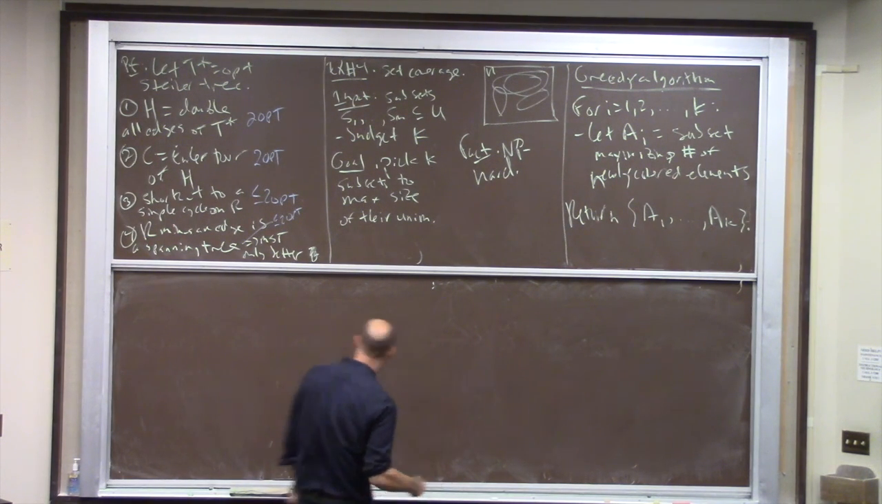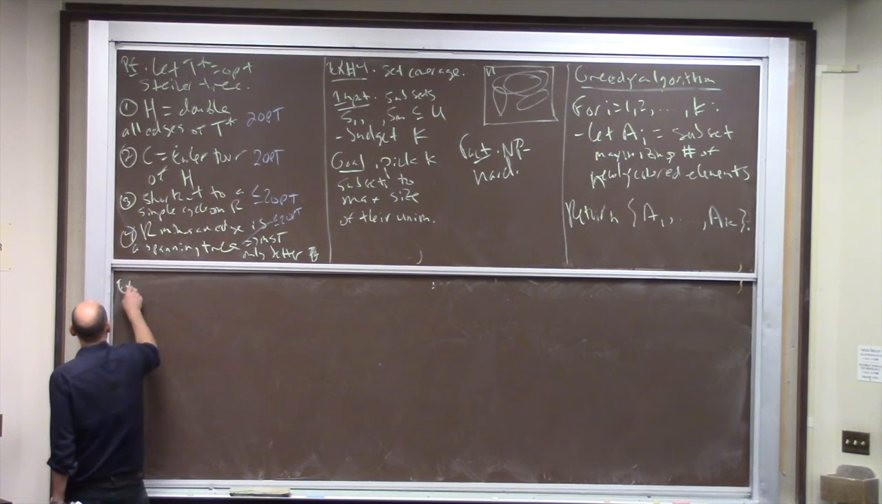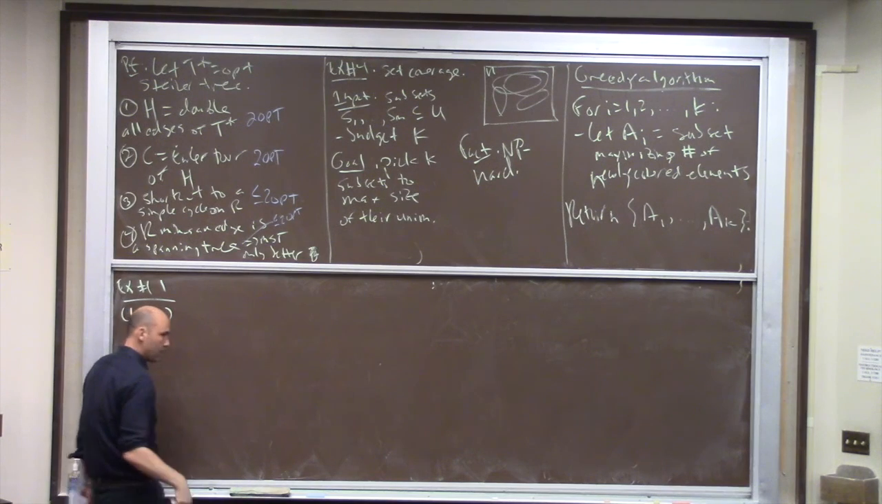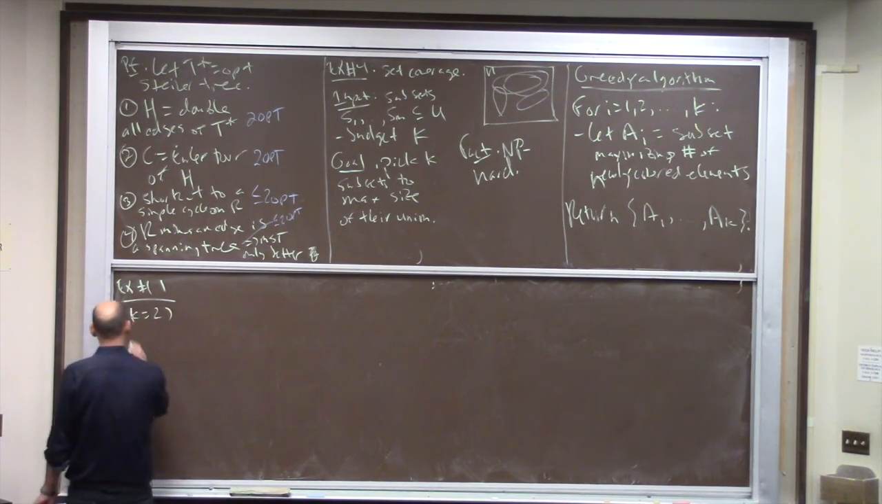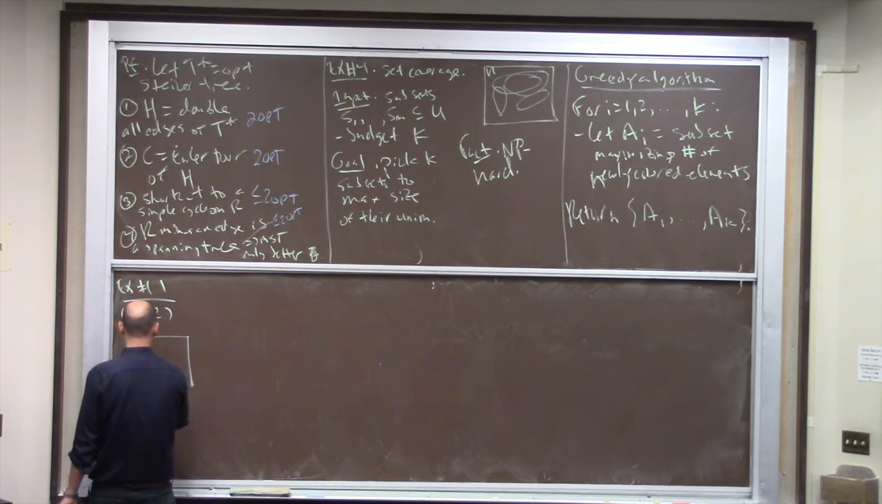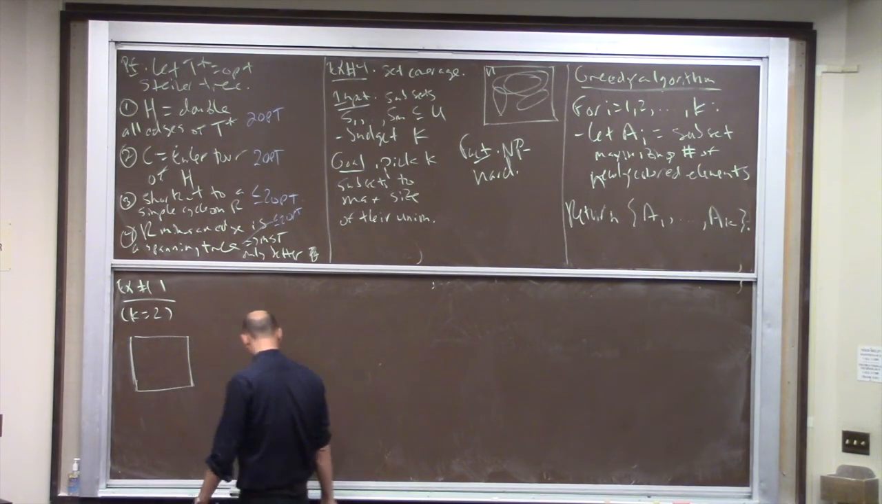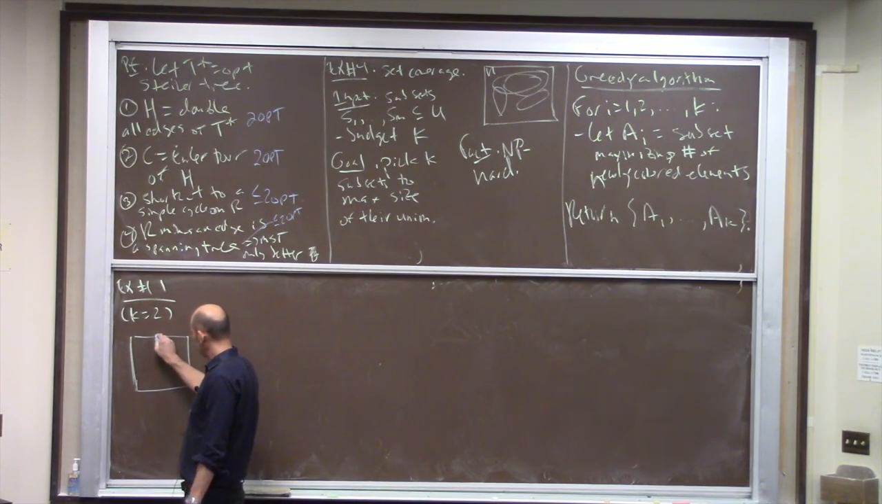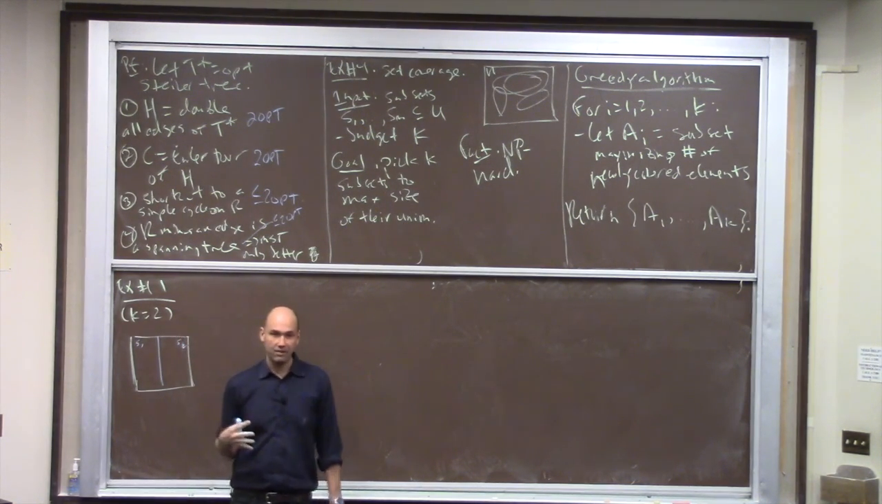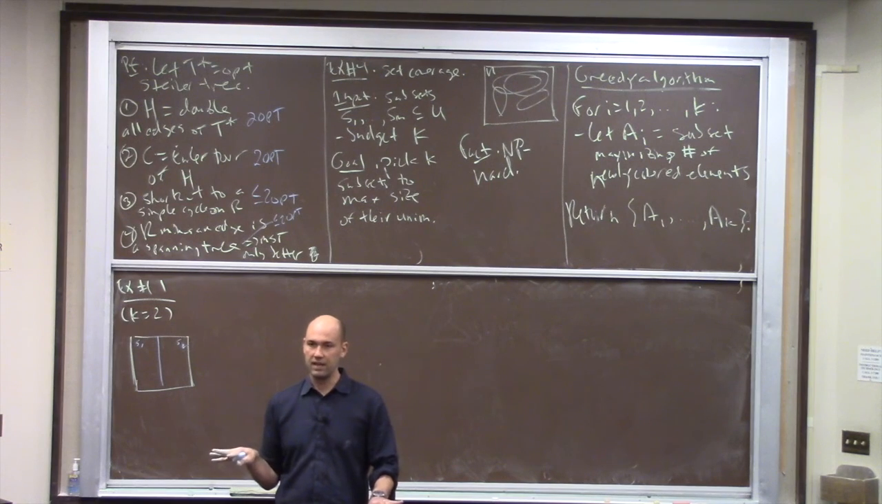Example 1. This will just be with k equal 2. Remember, k is the number of subsets you get to pick. So here's our ground set, U. What I have in mind for being the optimal solution is that there are these two disjoint sets, S1 and S2, each of which is exactly half the ground set. So it's a partition of the ground set into S1 and S2, of equal size.